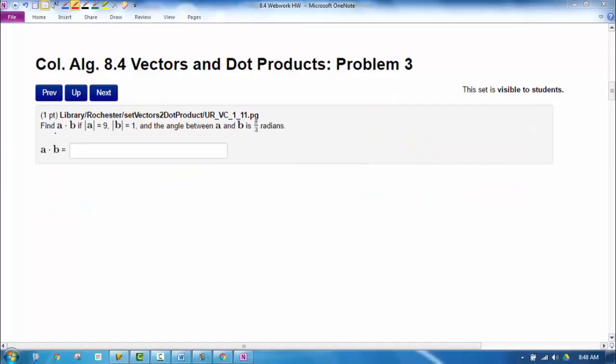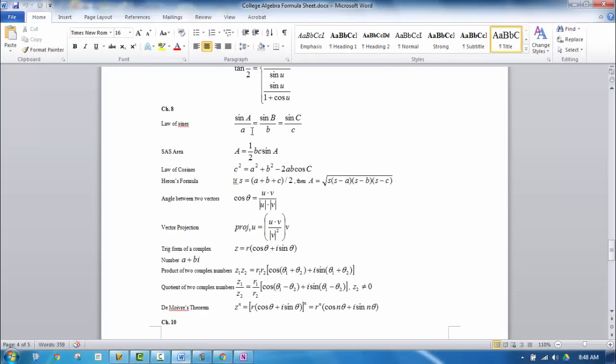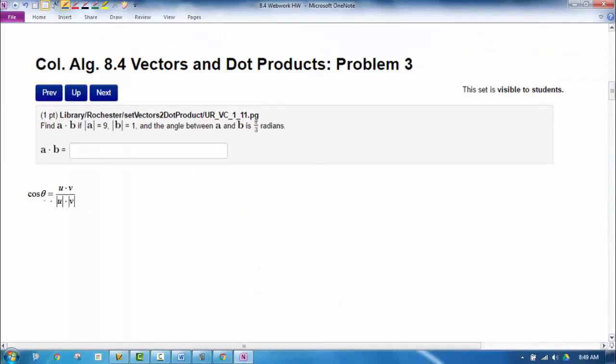All right, the next problem then says find the dot product between A and B, and it gives us the magnitude of A and the magnitude of B, and it gives us the angle between them. Now we have a formula in the formula sheet under Chapter 8 formulas, which is the angle between two vectors formula. It's right here. So if you copy this over, they told us the angle between two vectors is pi over 3. So what that means is I can do the cosine of pi over 3 is equal to the dot product between u and v, or I can do a and b.